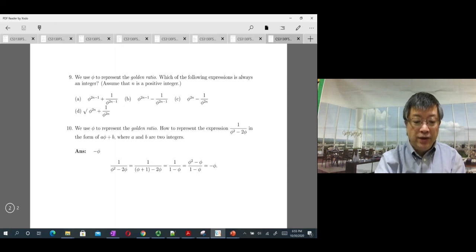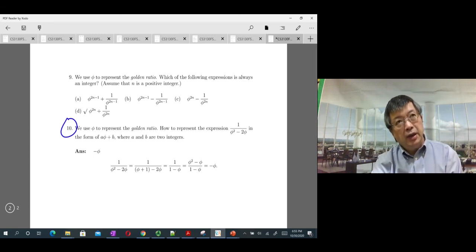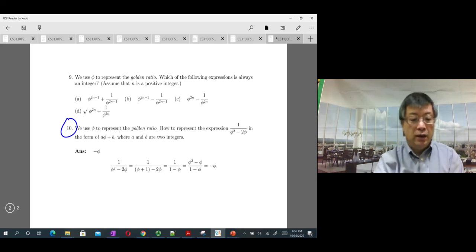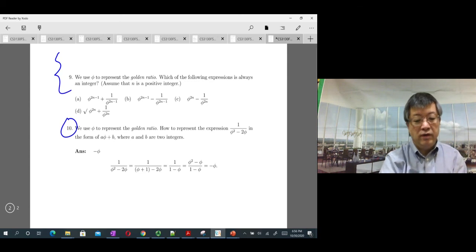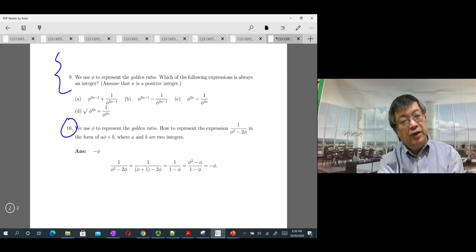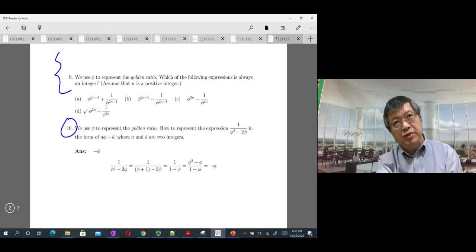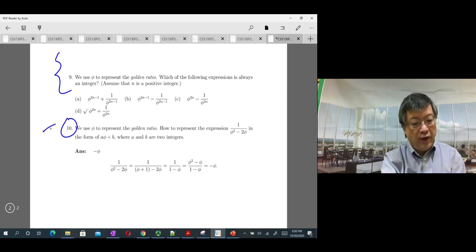Including the last 2. Number 10 is a little challenging. Number 9 is combined with the previous one, and the previous one also covers this one. So for number 10, you need to use the property of the golden ratio to simplify some expression. I'd like to ask one question for that.